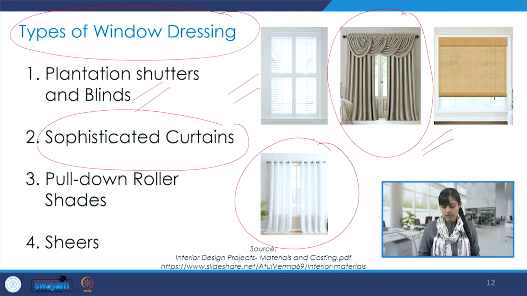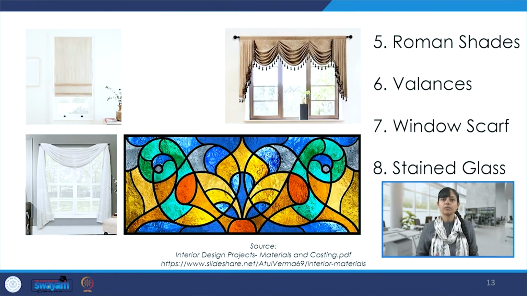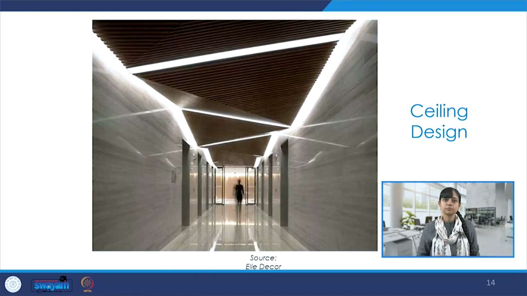I'm personally very fond of shears, but it depends on the orientation of the site and the climatic context for which this is being used. It could also be used in combination. So we could have permutations and combinations of varied options which are available to us. Then we also have Roman shades, valances, window scarves. We also have options such as stained glass. So it depends on the overall taste of the clientele, the designer's ideology and approach, and what suits the context and the purpose of the project best.